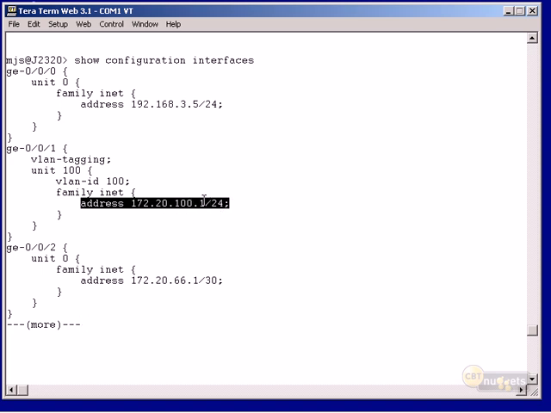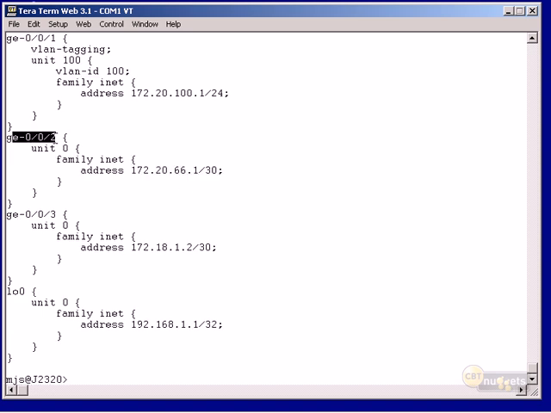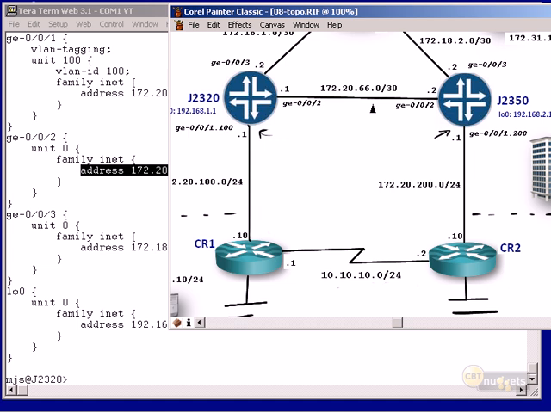The Cisco router is at .2. Here we can see on GigE002, this is an important link, but this is the one that connects to the other router, okay? The other Juniper router, the 2350. Let me show you here. Take a look at our diagram here. This is the network between the two Juniper routers.